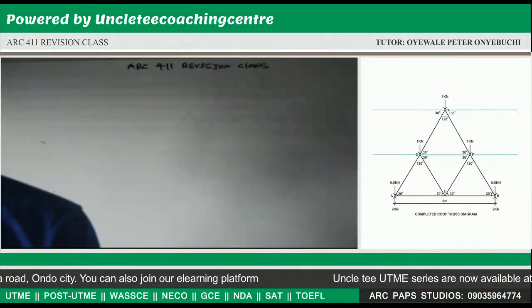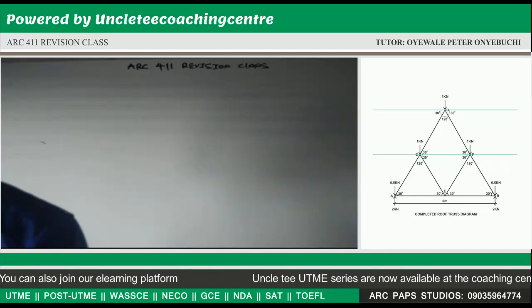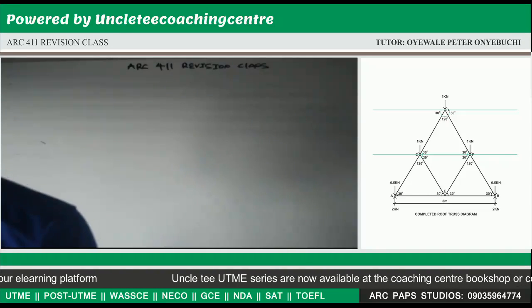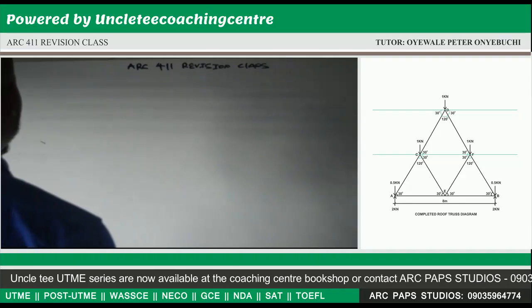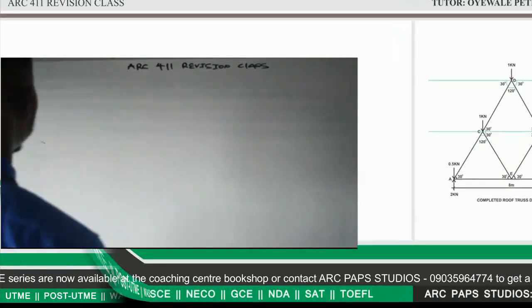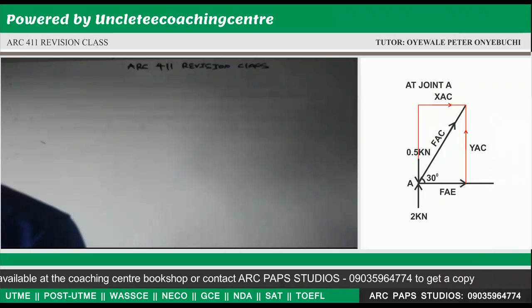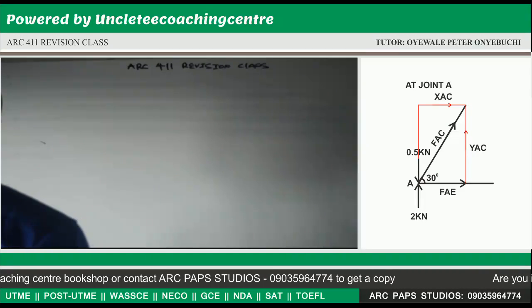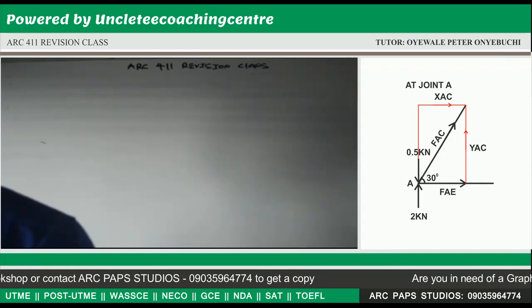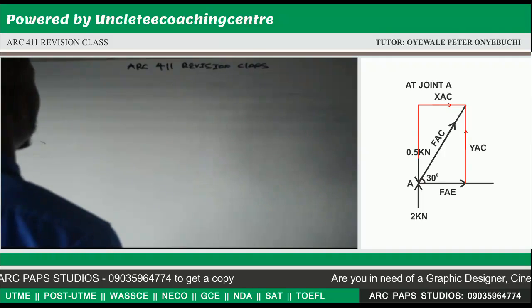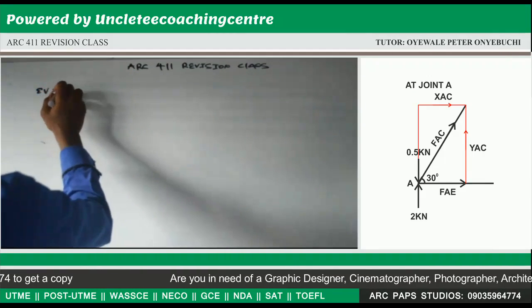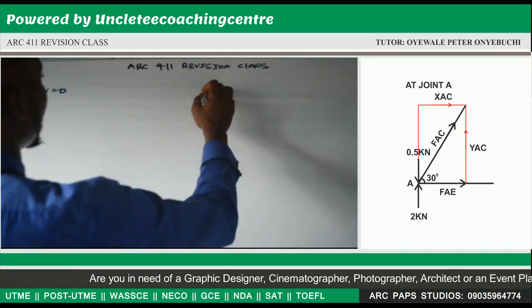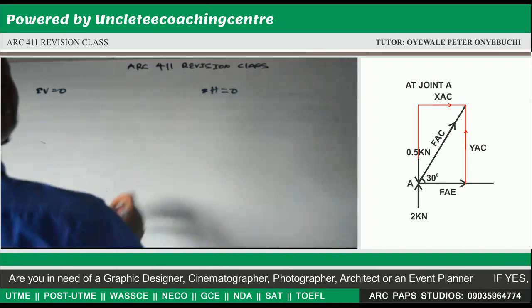Now, after finding the reactions at A and the reactions at B, we have to start solving for the members. We are starting from joint A. If you take a look at joint A, we have 0.5 kilonewton. We also have FAC. We have to resolve FAC to the horizontal and also to the vertical. So now, using our same approach, sum of vertical forces is equivalent to 0. Sum of horizontal forces is equivalent to 0.